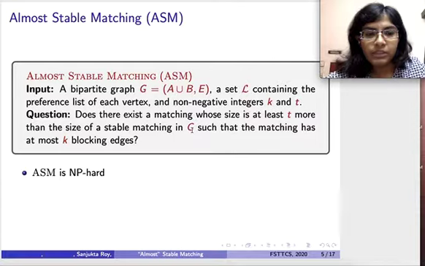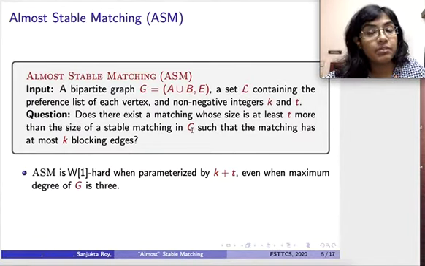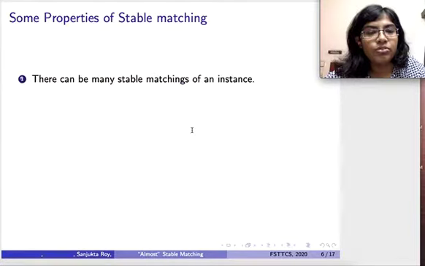So this problem is known to be NP hard. Basically we show that this problem is W[1]-hard, parameterized by t plus k, in a graph with maximum degree 3, and this is a polynomial time reduction, so we get that this problem is NP hard as well. So this problem is hard. So what can we do?